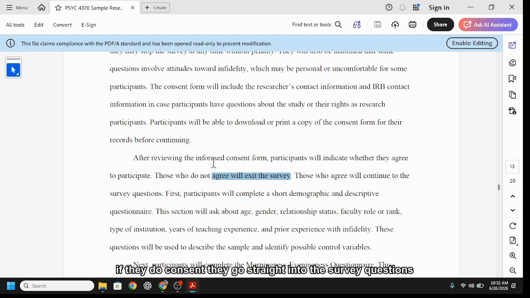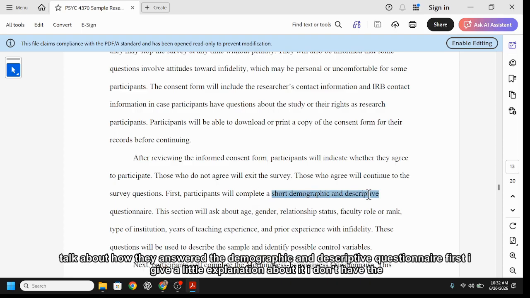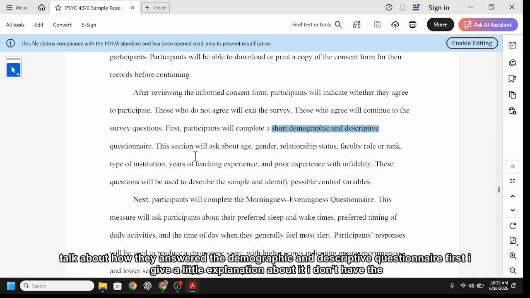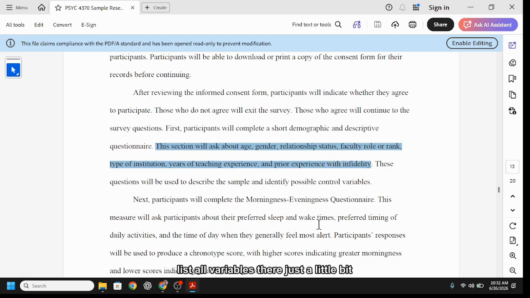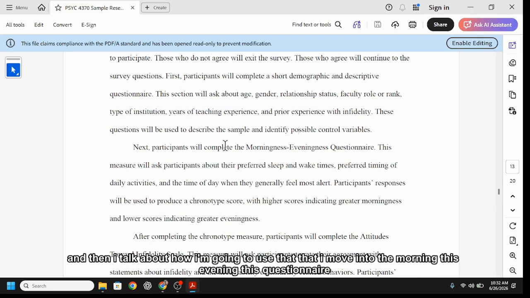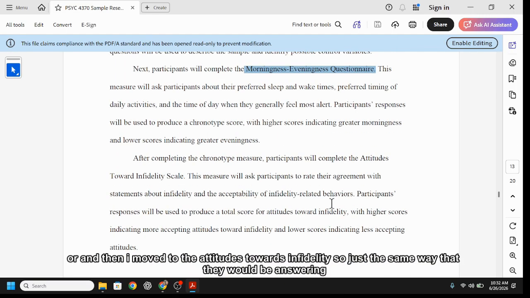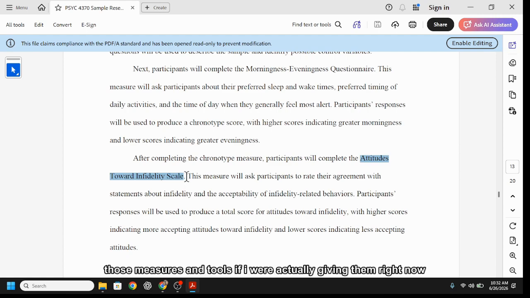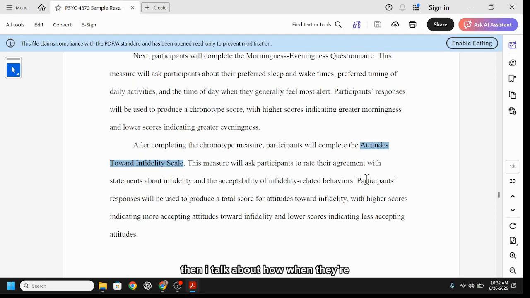If they do consent, they go straight into the survey questions. I talk about how they answered the demographic and descriptive questionnaire first. I give a little explanation about it. I don't have to list all the variables there, just a little bit. And then I talk about how I'm going to use that. Then I move into the morningness-eveningness questionnaire. And then I move to the attitudes towards infidelity. So just the same way that they would be answering those measures and tools if I were actually giving them right now.